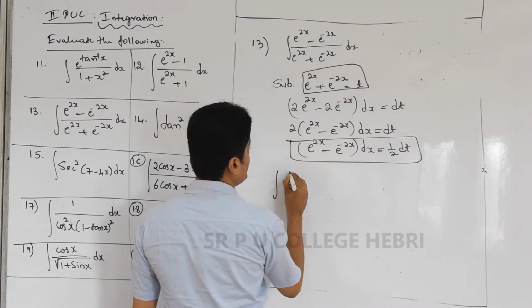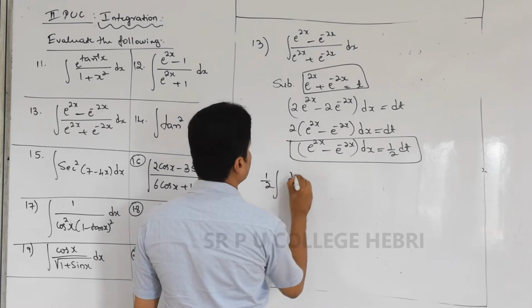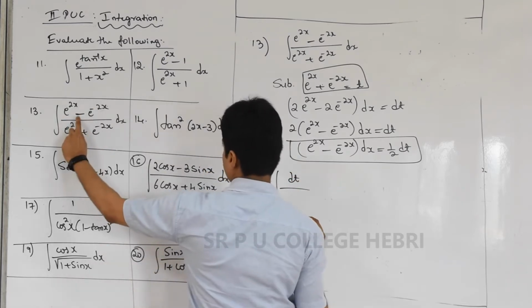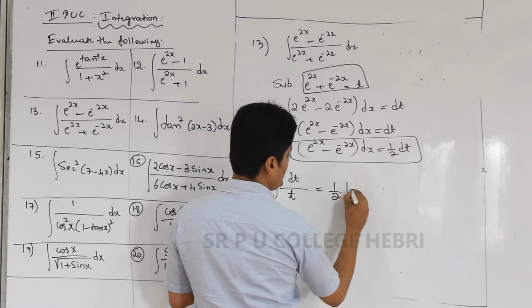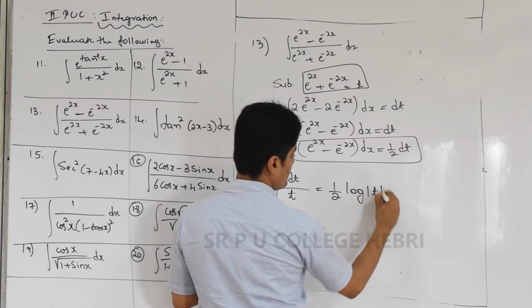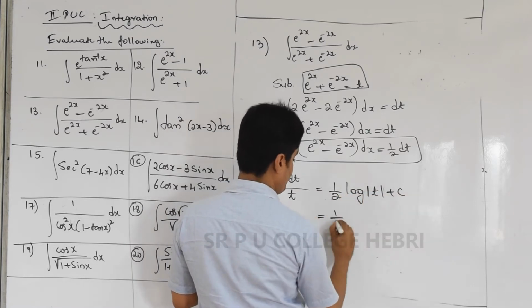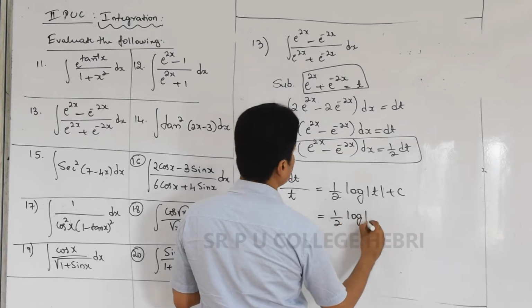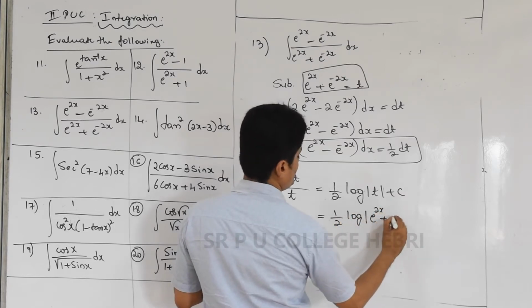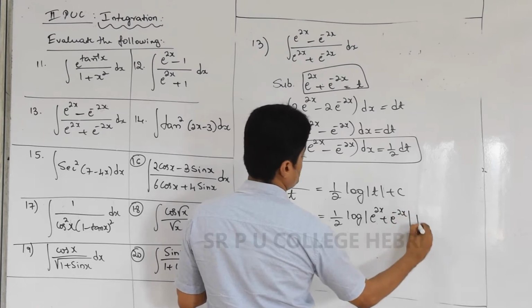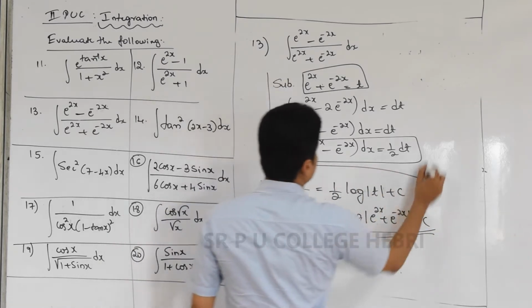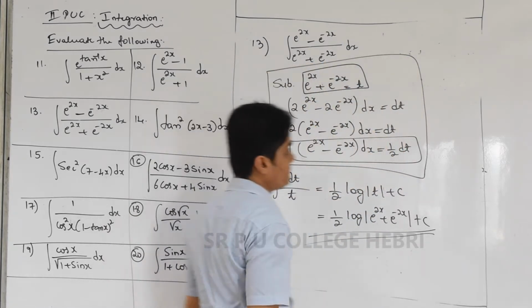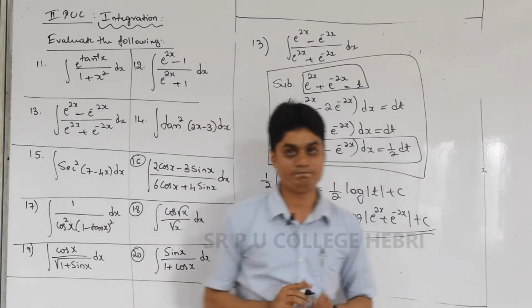So the numerator is 1 by 2 into dt, right? If the problem is written wrong, correct it, okay? Divided by t, that's it. 1 by 2 into log t, right? So that is half into log of t, that is, e power 2x plus e power minus 2x, plus c, that's it. See, simple question, but if you are not able to decide this, this cannot be solved easily.